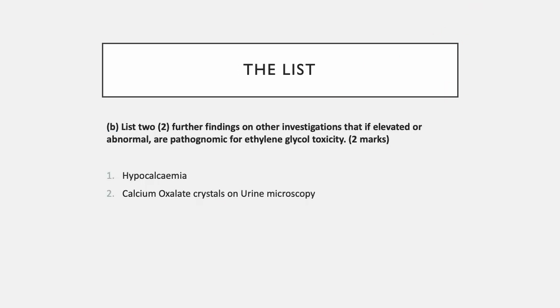The second question was to list two further findings on other investigations that, if elevated or abnormal, are pathognomonic for ethylene glycol toxicity, for 2 marks. A lot of people here mentioned features that I wanted you to mention in the previous question, like elevated lactate and respiratory acidosis, but those are not really pathognomonic. Pathognomonic means characteristic for that condition, the presence of which means 100% this is that toxicity. So the answer here is hypocalcemia, as well as calcium oxalate crystals on urine microscopy, and this is found in all of your resources. So again, reading the question is very important, and that's where a lot of people lost their marks here.